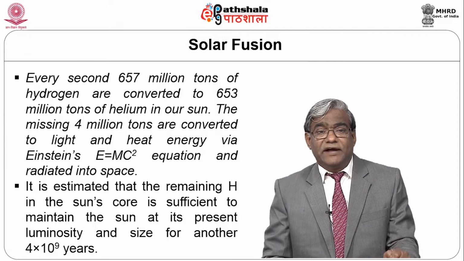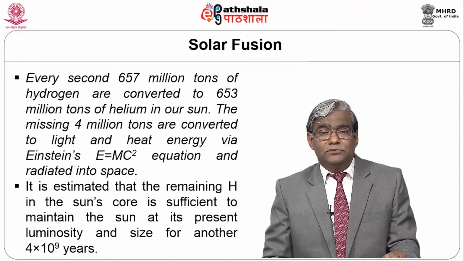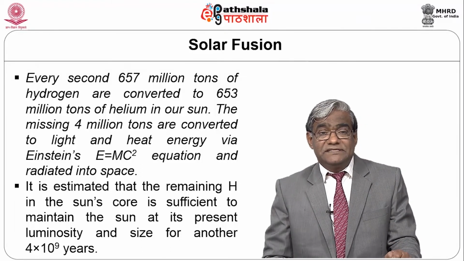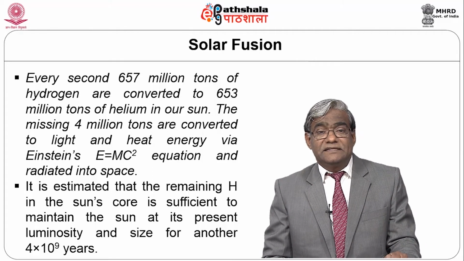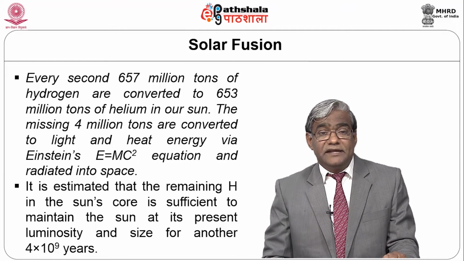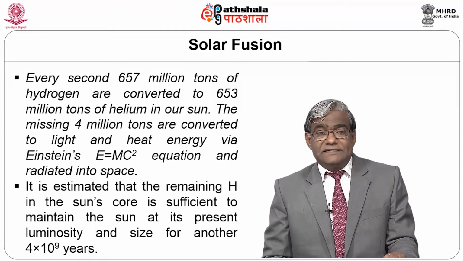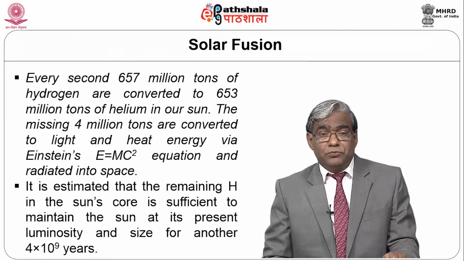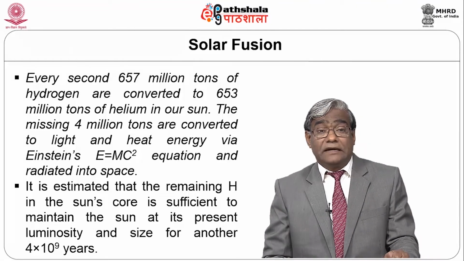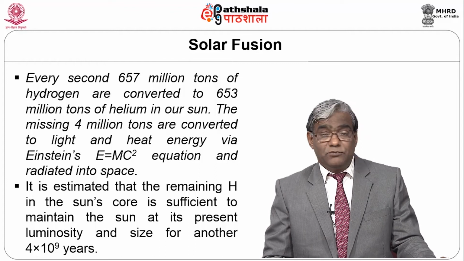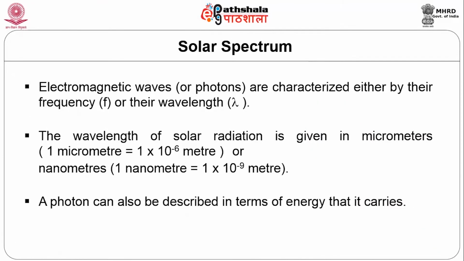Every second, 657 million tons of hydrogen are converted to 653 million tons of helium in our sun. The missing 4 million tons are converted to light and heat energy via Einstein's equation and radiated into space. It is estimated that the remaining hydrogen in the sun's core is sufficient to maintain the sun at its present luminosity and size for another 4 into 10 to the power of 9 years. And this is about the solar fusion.